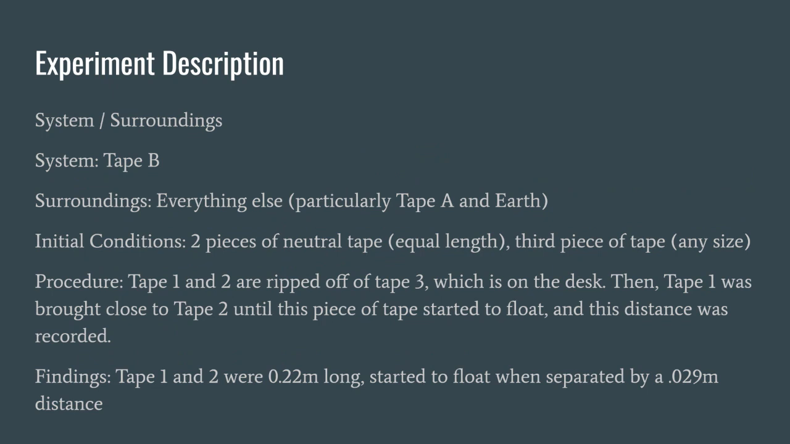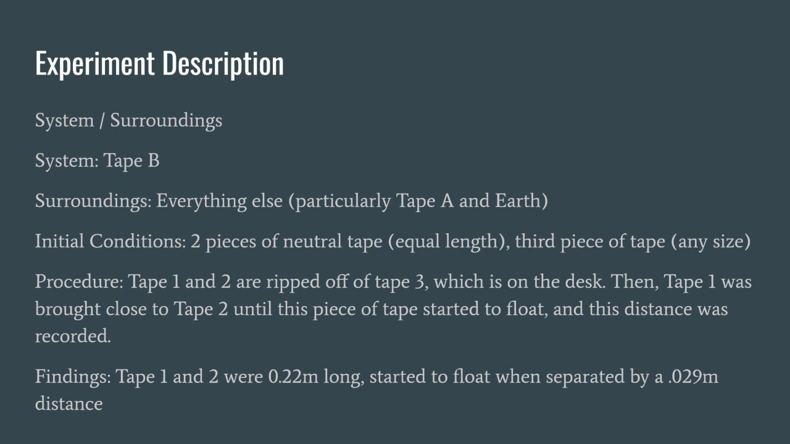For the experiment description, our system is tape B, or the second piece of tape, and the surroundings is everything else, including the first piece of tape and Earth. The initial conditions are two pieces of neutral tape of equal length and a third piece of tape, which can be any size, as long as it's at least as long as the first two pieces; it can be longer.